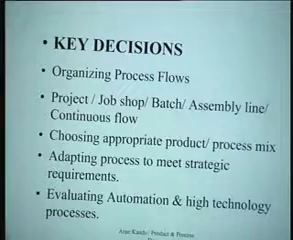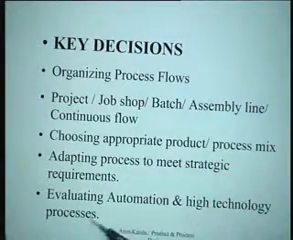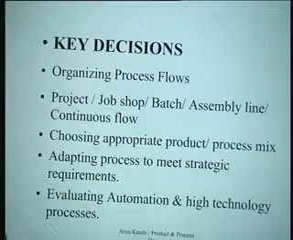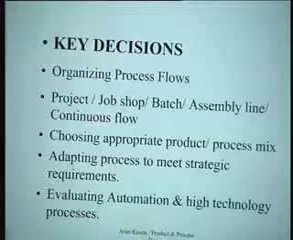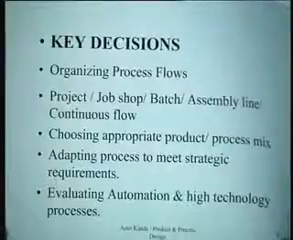This is again another important aspect. And then another key decision here is evaluating automation and high technology processes, because the degree of automation and high technology could vary from product to product, but basically it's a decision on what is the level of automation that you should have and how exactly you should use this for planning your processes within the factory. So this gives us a broad idea of the kinds of processes which are involved and the decisions that have to be taken to manage these various processes.